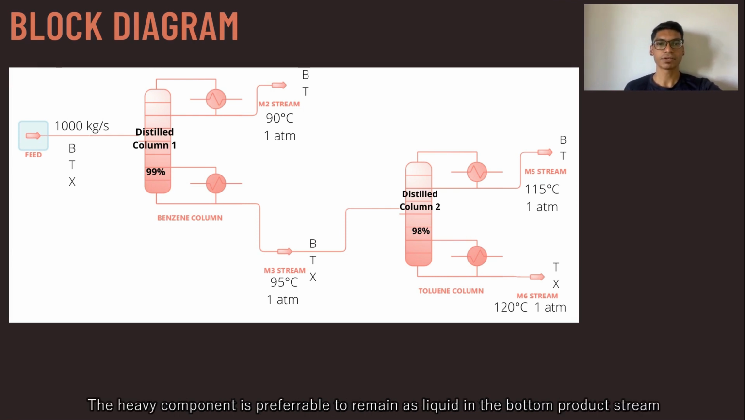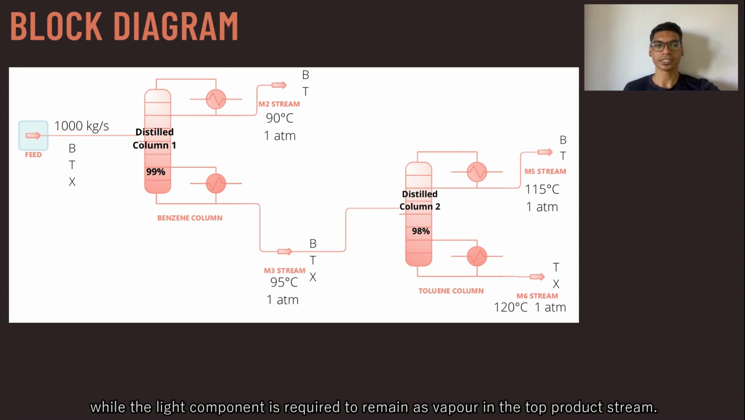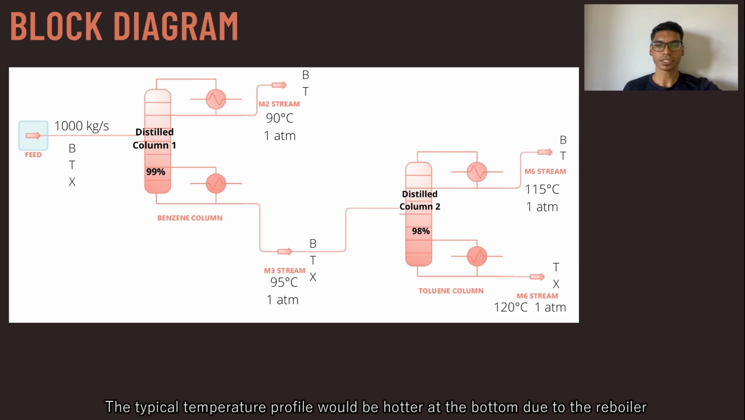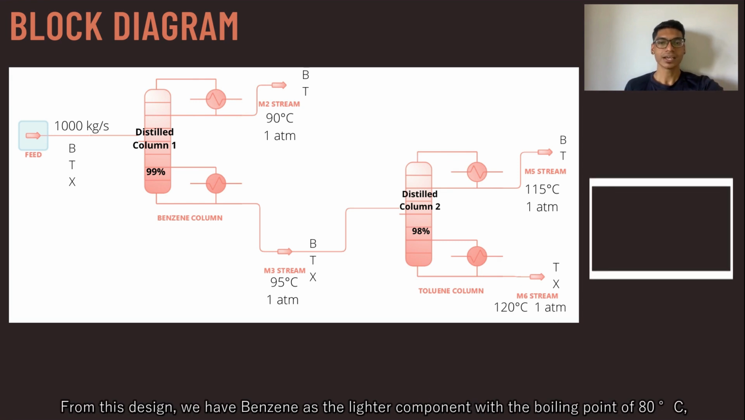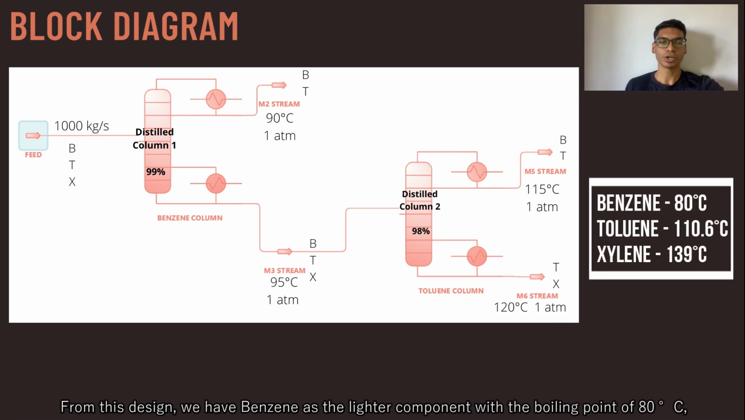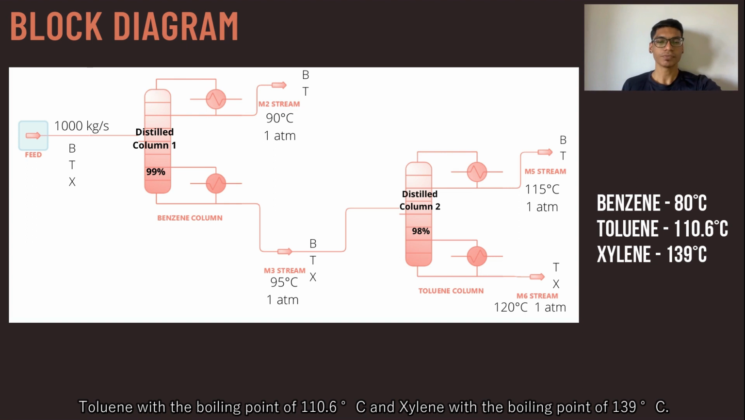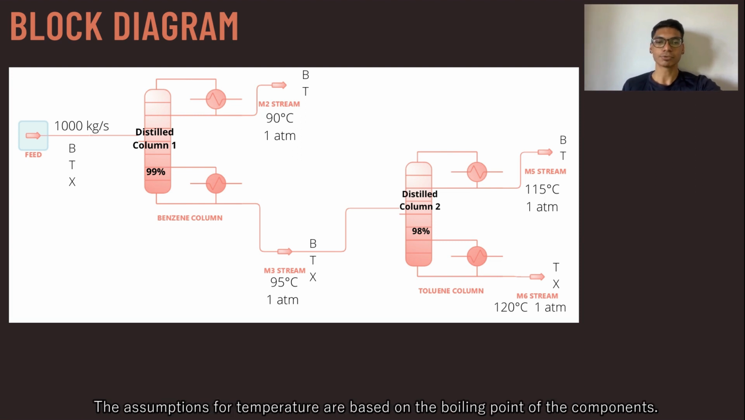The heavy component is preferable to remain as liquid in the bottom product stream, while the light component is required to remain as vapor in the top product stream. The typical temperature profile will be hotter at the bottom due to the reboiler, while cooler at the top due to the condenser. From this design, we have benzene as a lighter component with the boiling point of 80 degrees Celsius, toluene with a boiling point of 110.6 degrees Celsius and xylene with a boiling point of 139 degrees Celsius. The assumptions for temperature is based on the boiling point of the components.